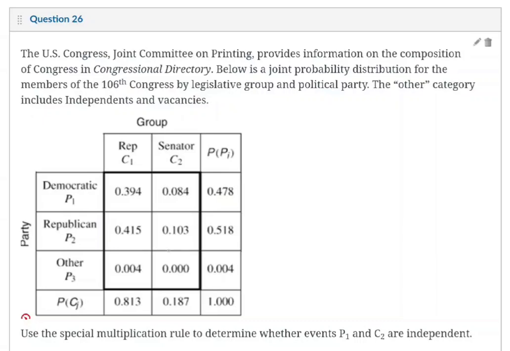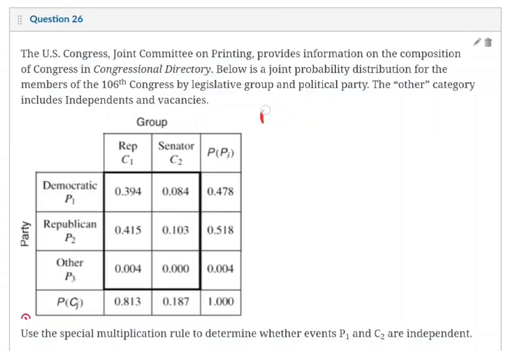But this particular question is asking, use the special multiplication rule to determine whether events P sub 1 and C sub 2 are independent. So you have to use the formula behind independent probabilities in order to work this problem out. Now, if you recall from the lecture, we said that to determine whether two events are independent or not, we use this formula. And let me just pull out the pen here.